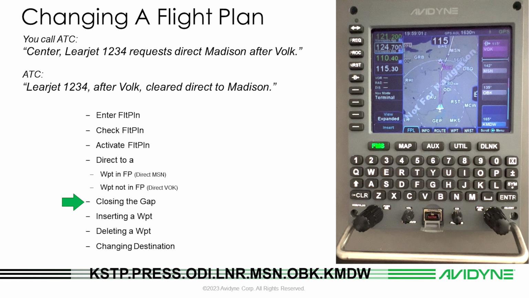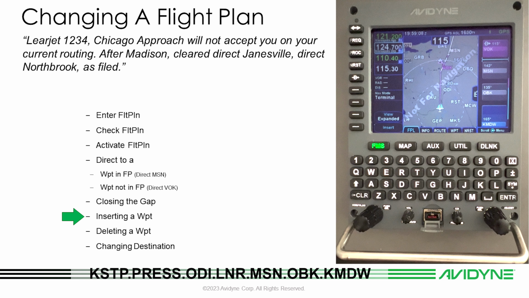But nothing is ever simple in the ATC world. You receive the following instructions. Learjet 1234, Chicago approach will not accept you on your current routing. After Madison, you're cleared direct Janesville, direct Northbrook as filed. This means you must insert a new waypoint, Janesville, between Madison and Northbrook.